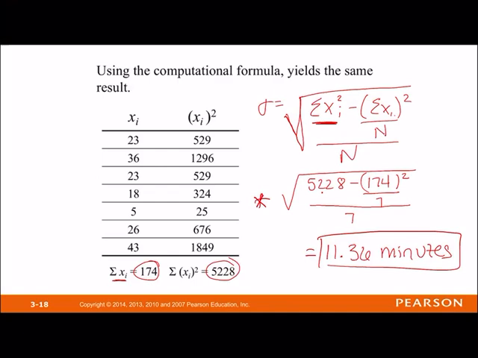Again, be careful of your order of operations here. Use your calculator to help you. Do not try to enter it all at once. Enter it step by step. Again, square the 174, then divide that by 7. Then take the 5,280 and subtract out that entire answer. Then divide that entire answer by 7 and then take the square root. Again, please play along and make sure you're getting the same answer inside of your calculator.